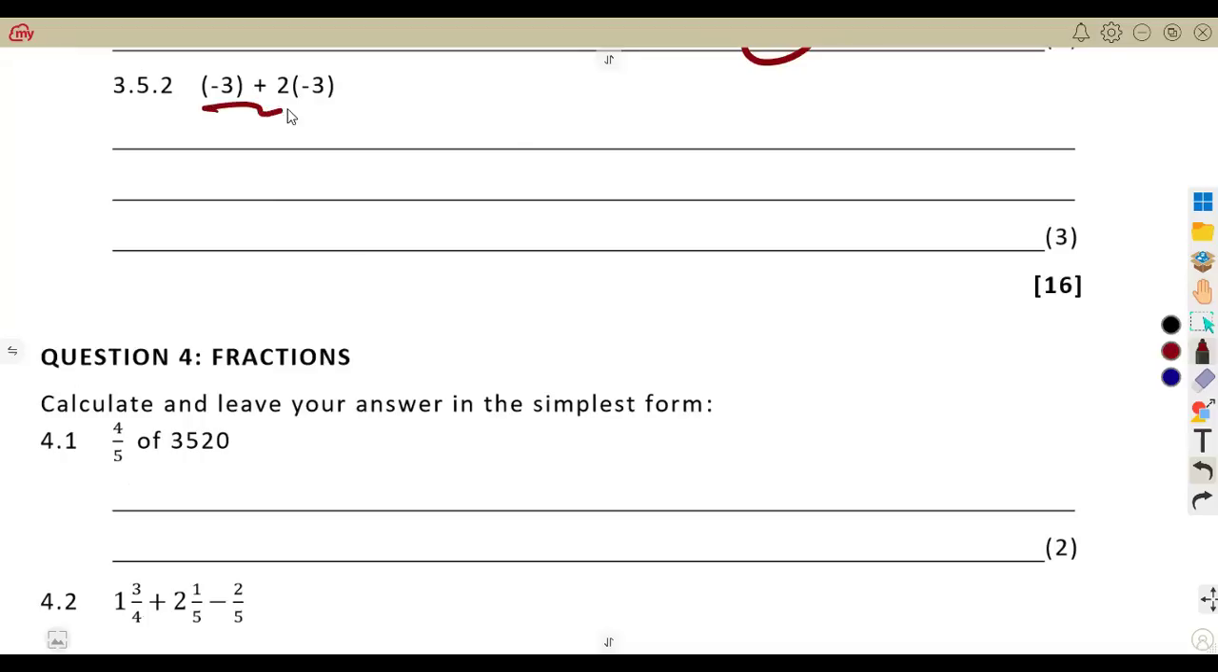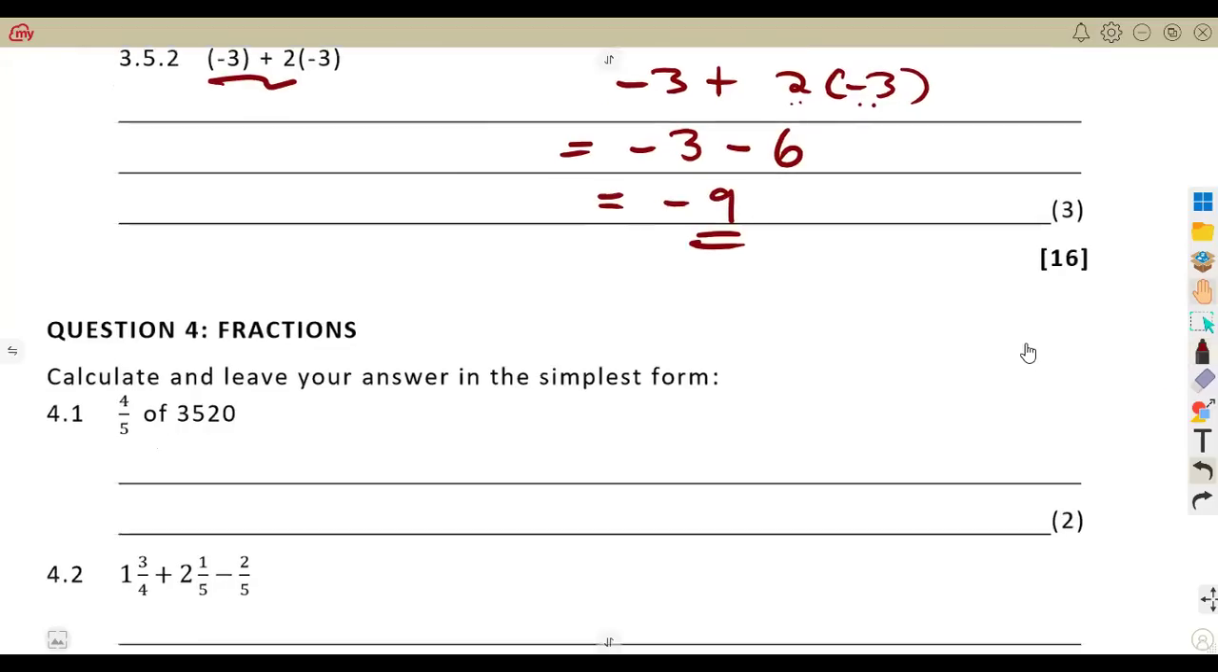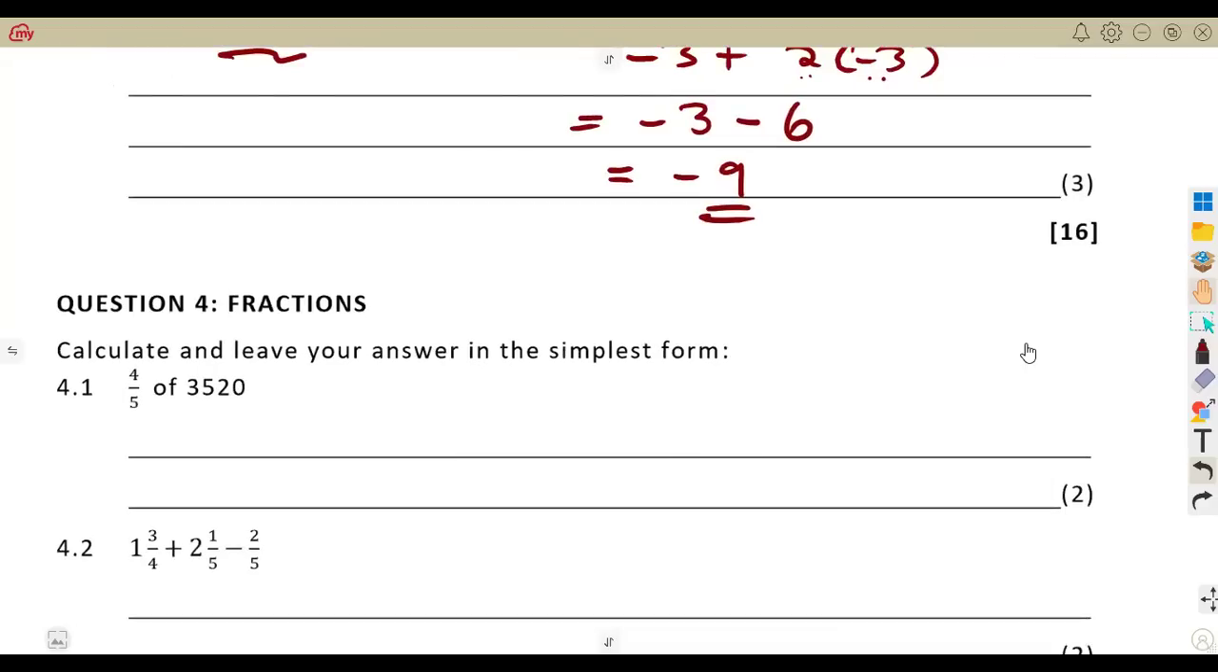Simplify again on this question. We are given minus 3 plus 2 into minus 3. So if we are to consider there, that's a minus 3. 2 times minus 3, a positive and a negative will give us a negative. That's minus 6. Minus 3, minus 6, which is a negative 9. So these are the stages which are important just for your simplification.